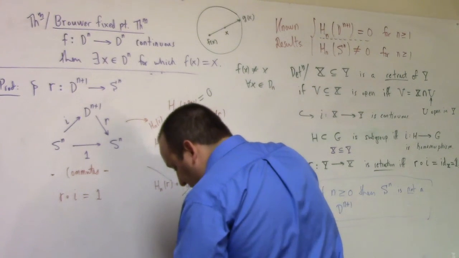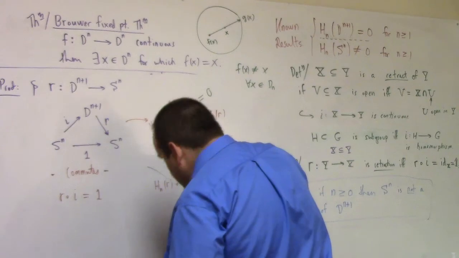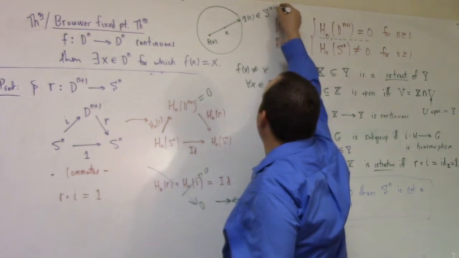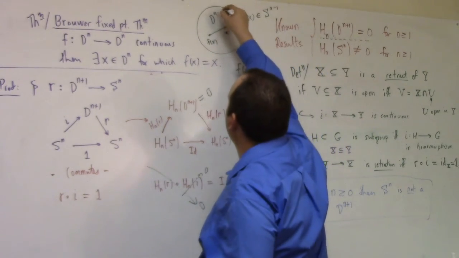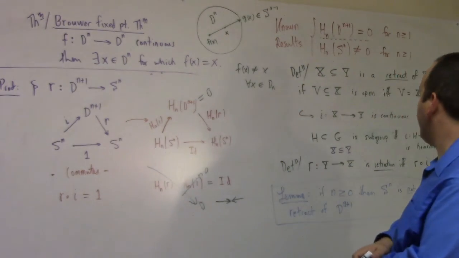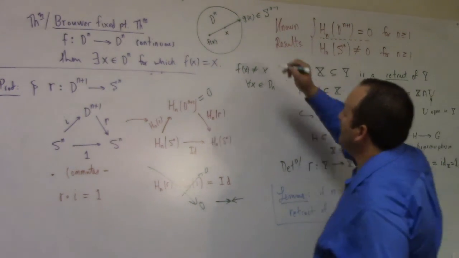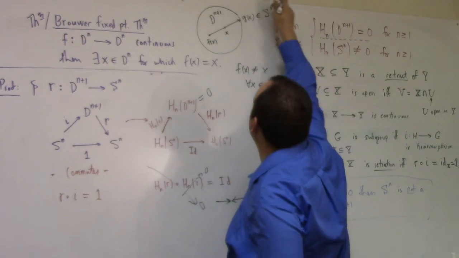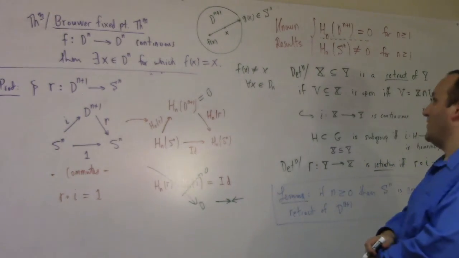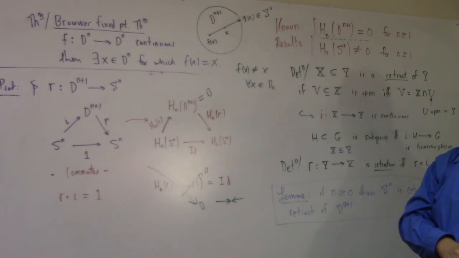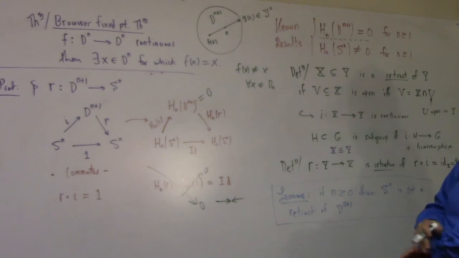So what is g of x? It's a mapping into S^(n-1). All right. It's a retraction. It's kind of more fun if we do this, it's a little bit more obvious, just to match the lemma.